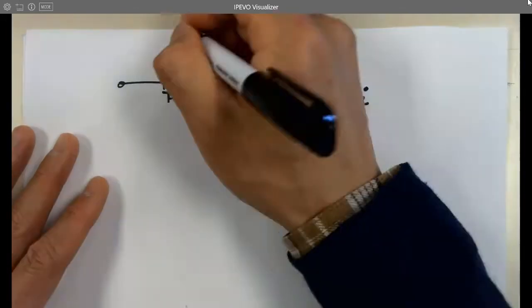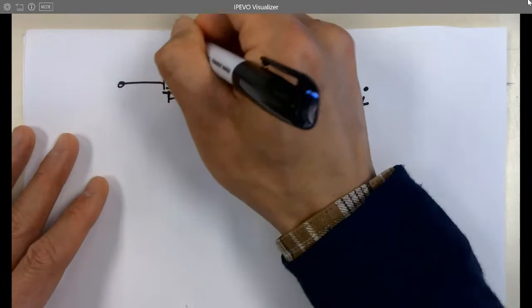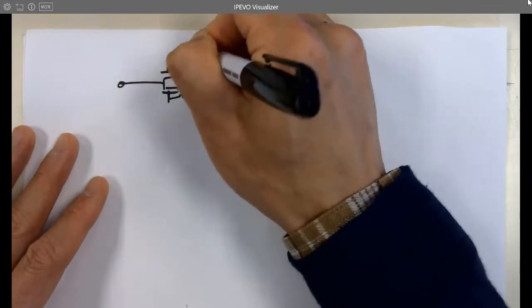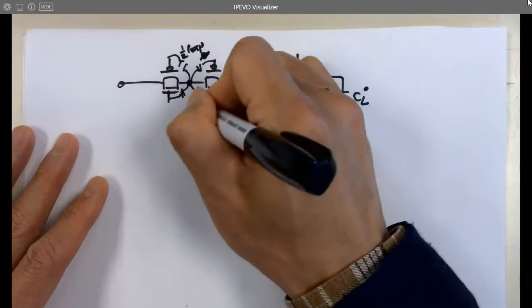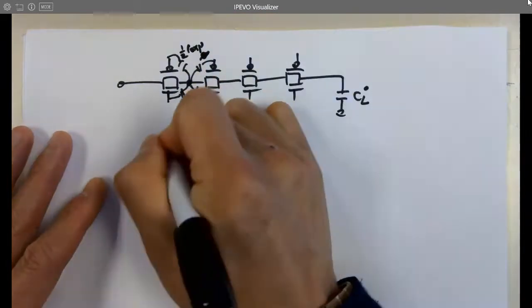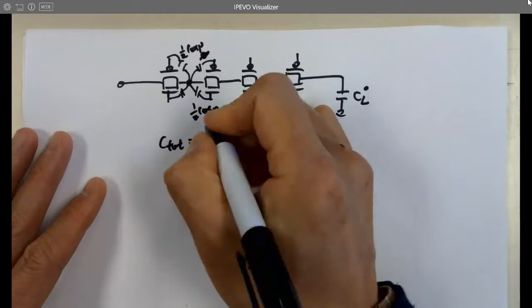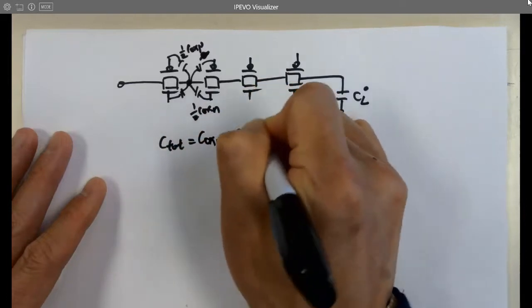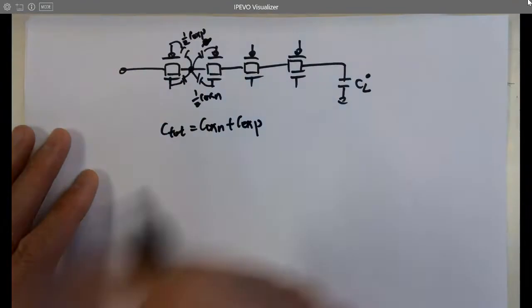Okay. So these are what? A half, right? Cox P. And this is also a half Cox P, right? And this is a half of Cox N. So what's the C total? So we know the capacitance. What about the resistance?